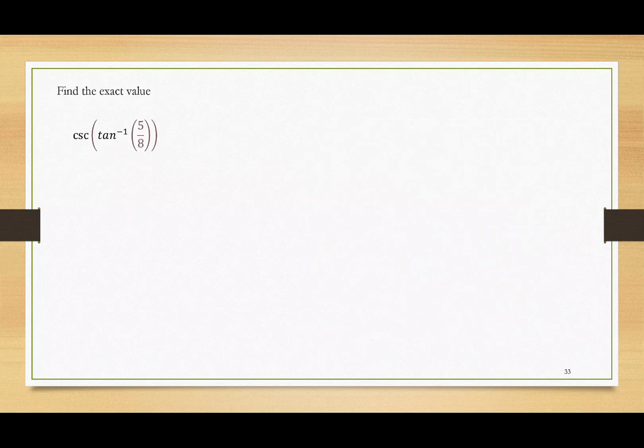Our last problem says find the cosecant of tan inverse of 5 over 8. 5 over 8 is not a normal ratio that we see with a unit circle. To help us solve, let's draw a triangle. The opposite will be 5, the adjacent will be 8, and let's call the angle we're looking for theta. Tan inverse of 5 over 8 is going to be equal to theta. This says we're looking for the cosecant of theta. Cosecant is 1 over sine.